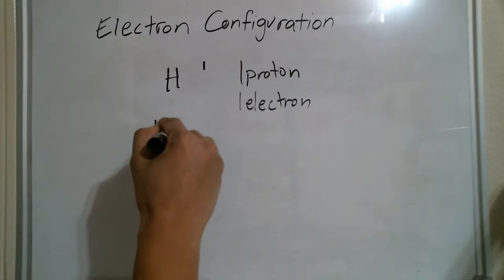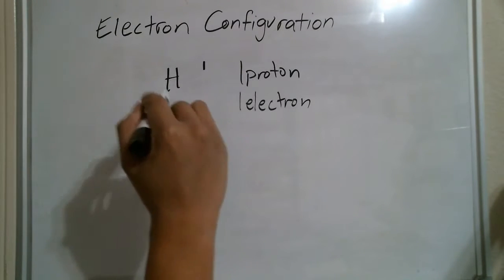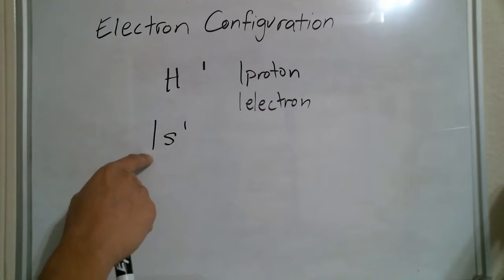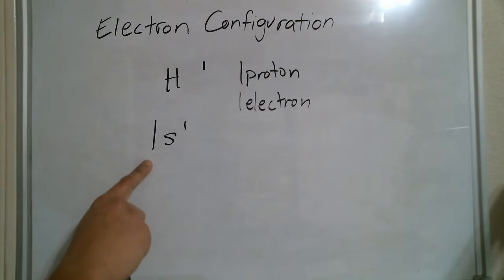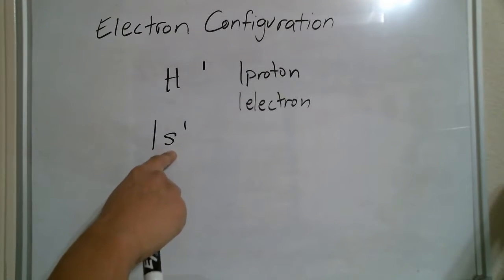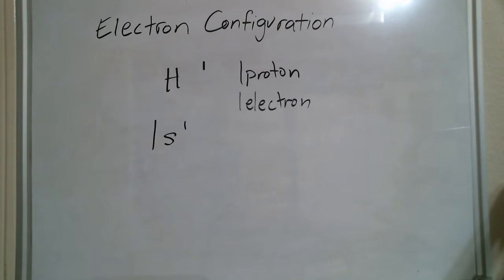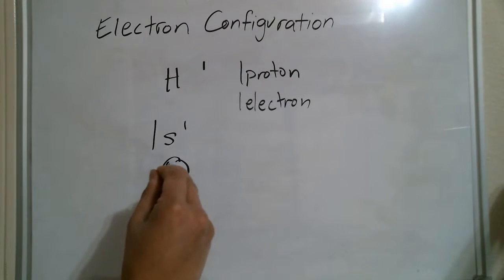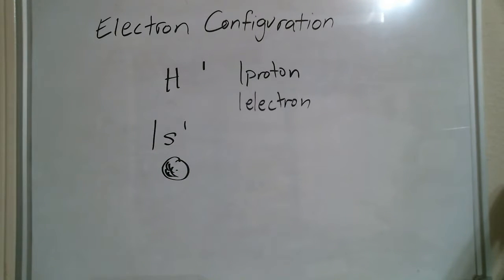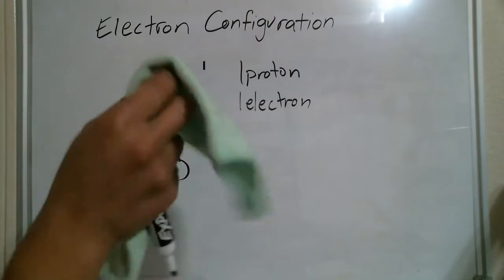Well, this is how you write it with electron configuration notation: 1s1. The 1 states that we're in the first energy level. The s states that we are in the s sublevel, which you know is the shape of a sphere, so the electron is residing in an area shaped like a sphere. And the superscript 1 tells us that there's 1 electron. So this is the electron configuration for hydrogen.